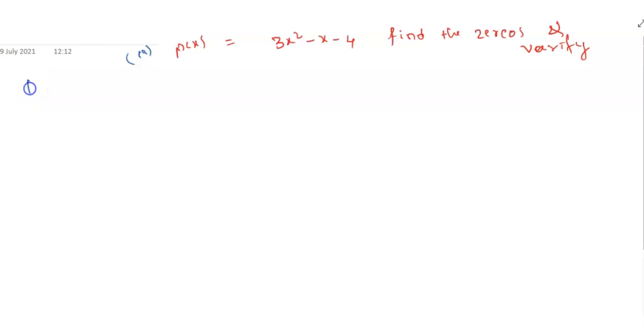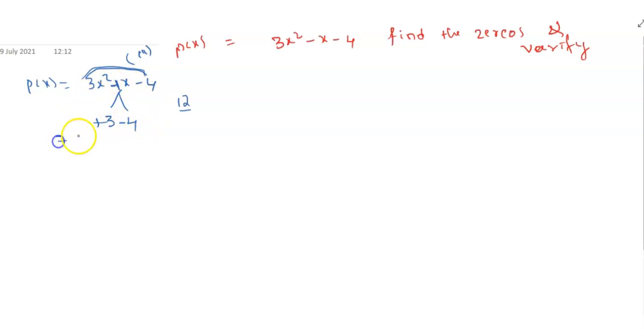Okay. The polynomial they have given is 3x square minus x minus 4. Here I have to find zeros. The product of these two will give 12, so I have to divide 12 into 3 and 4. If I subtract 3 from 4, I will get 1, and if I multiply them, I will get 12. Now the sign of this coefficient is minus, so I will take minus 4 and plus 3. So now I will get minus 1.